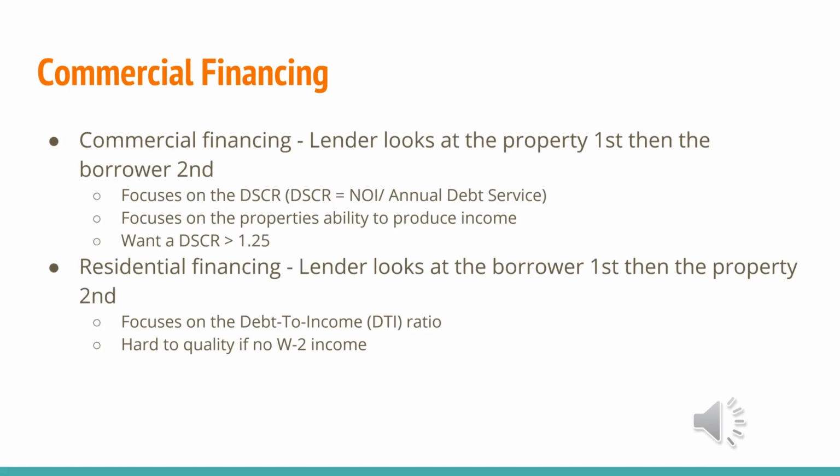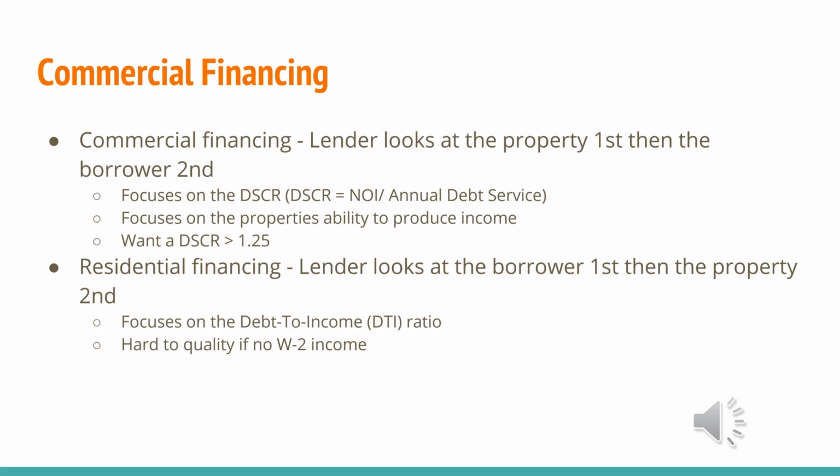So for commercial financing, the lender looks at the property first, then the borrower second. So they're focused on the debt service coverage ratio, which is the net operating income divided by the annual debt service. They just want to focus on the property's ability to produce income. A rule of thumb is they want a DSCR greater than 1.25. Some lenders might want a 1.3. So the best way to figure it out is just to ask the loan officer, and they'll give you that guidance there.